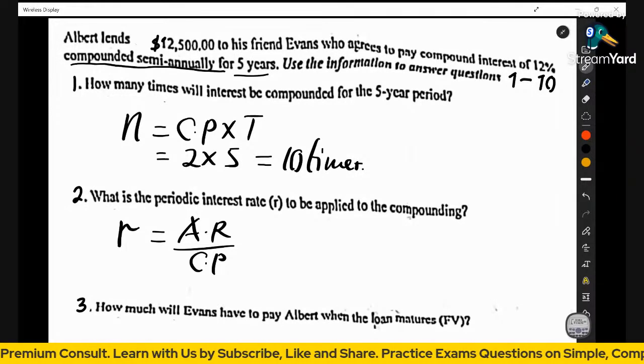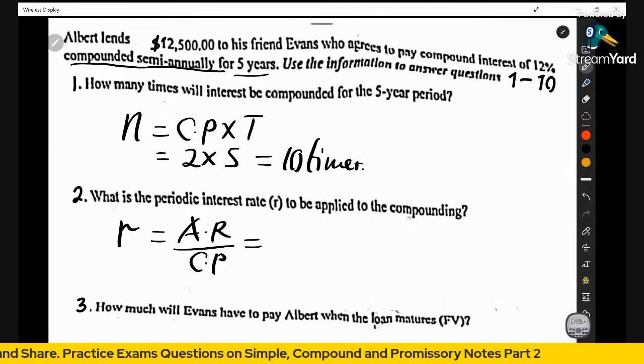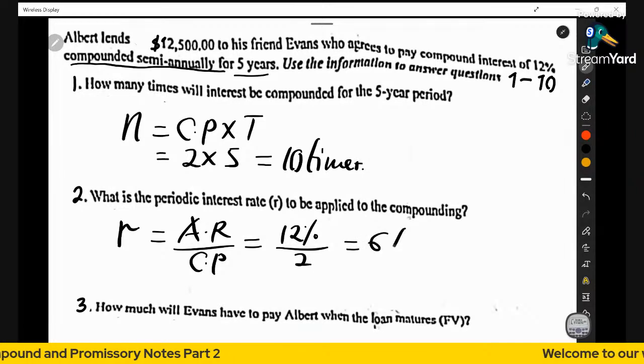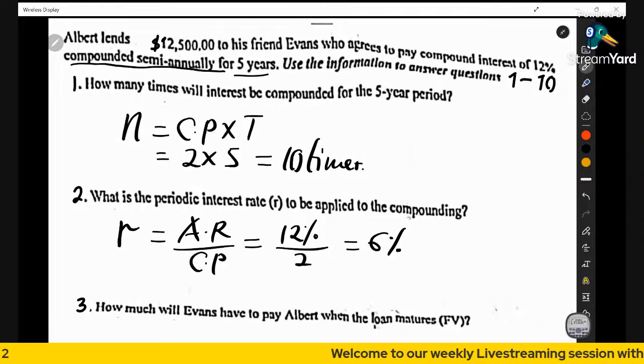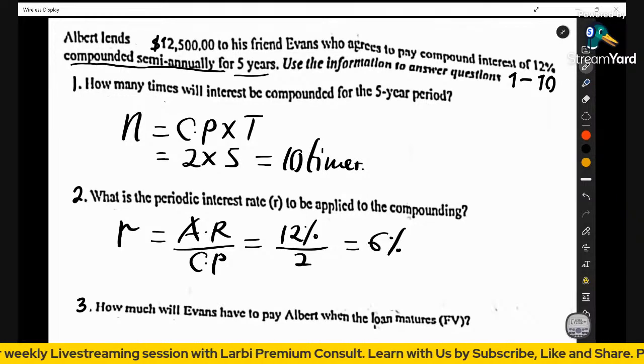And what is the compounding period? That is semi-annual, which is 2, right? Therefore, we say that it should be equal to 12% divided by 2. And what are we getting? We are getting 6%. So 6% is going to be the rate that's going to be paid every semi-annual as an interest, on the arrangement between Albert and Evans. That's what Evans will pay to Albert as an interest. So let's take note of that.